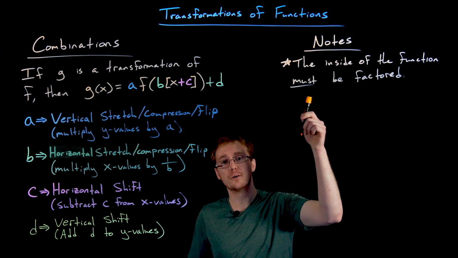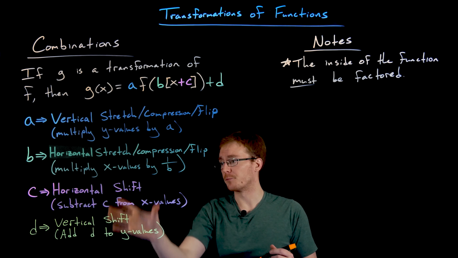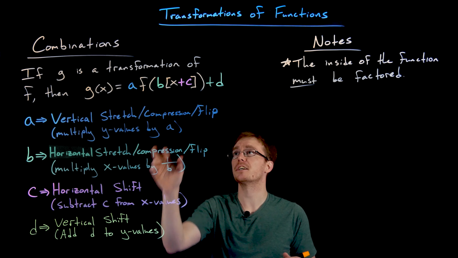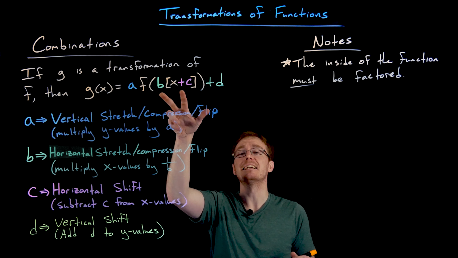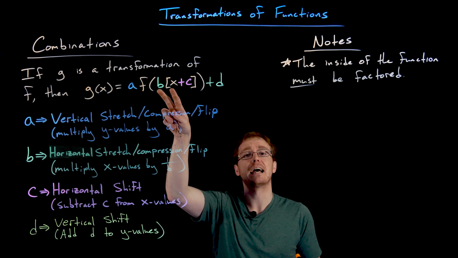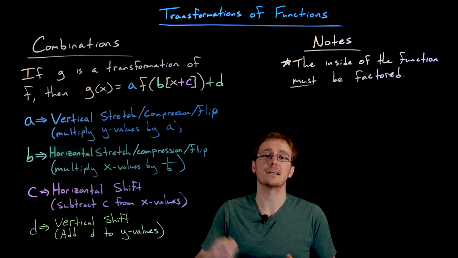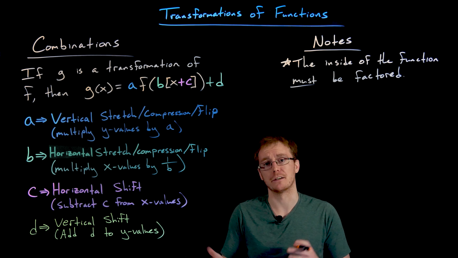So one important note that I want to reiterate is if we want to use this general form and read off our transformations from this list here, we have this requirement that the inside of our function has to be factored. Otherwise, if we didn't have this factored, it would look like bx plus b times c, we would misidentify that horizontal shift.